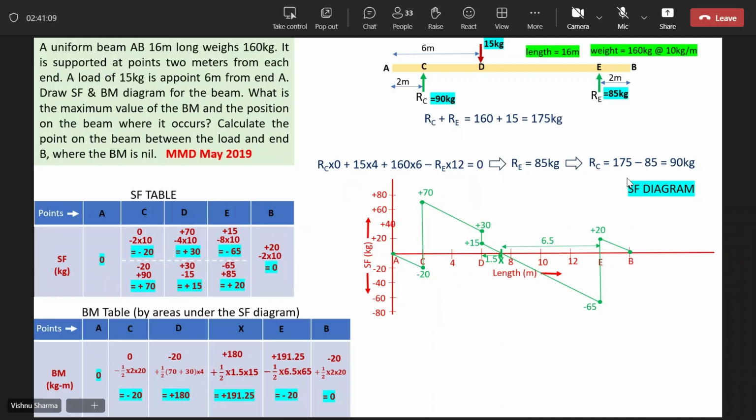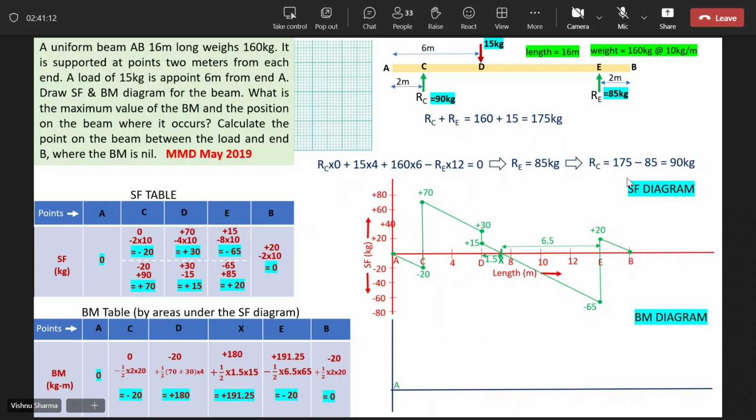Okay, guys. Here is the SF diagram then. Sorry, BM diagram. My mistake. Something like this, you would have got the BM diagram, guys. Yes or no? Yes, sir. Right. Now he wants the point where the BM is nil between the load at D and point B. That means he wants to know the location of this point. Correct, beta? Am I right? This one. Correct. The question wants that.